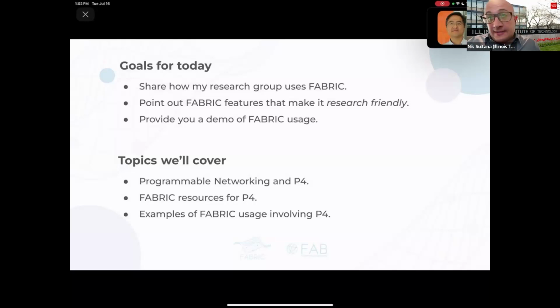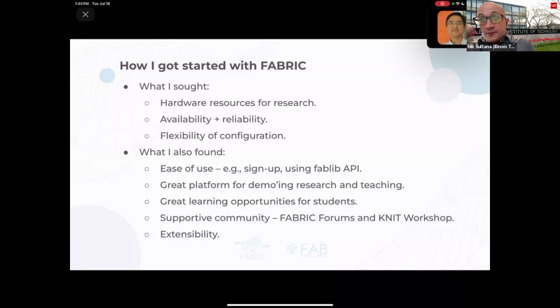So in terms of the topics we're going to cover, they'll be centered on programmable networking, which is my area of research interest. Within that field, P4, a data plane programming language, which I'll tell you about, plays a very important role. And indeed on Fabric, you'll find great resources and support for P4. There are software tools, programmable hardware, as well as a variety of documentation and recipe examples that you can emulate and build. So in the course of this webinar, I'll give you examples of using P4 on Fabric, and I'll walk you through a P4 program that you will see running on Fabric in the demo at the very end of this webinar.